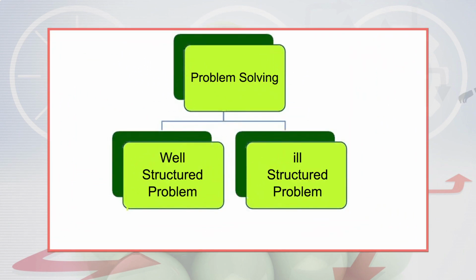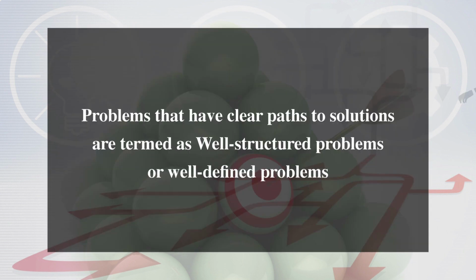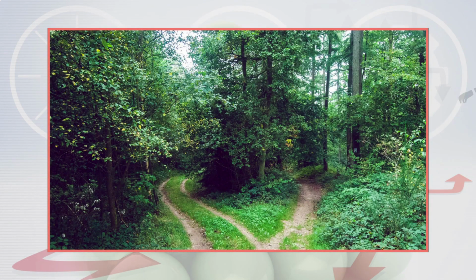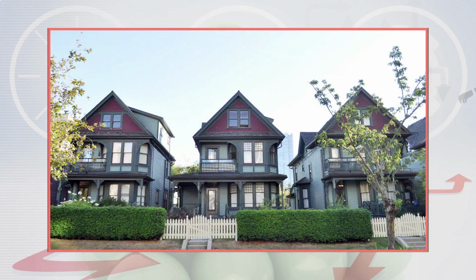Problems can be categorized according to their paths to a solution. Problems that have clear paths to solutions are termed well-structured problems or well-defined problems. An example would be, how do you find the area of a parallelogram? Problems that lack clear paths to solutions are termed ill-defined problems or ill-structured problems. For example, how do you decide which house to buy if each of the potential houses in which you are interested has advantages and disadvantages?